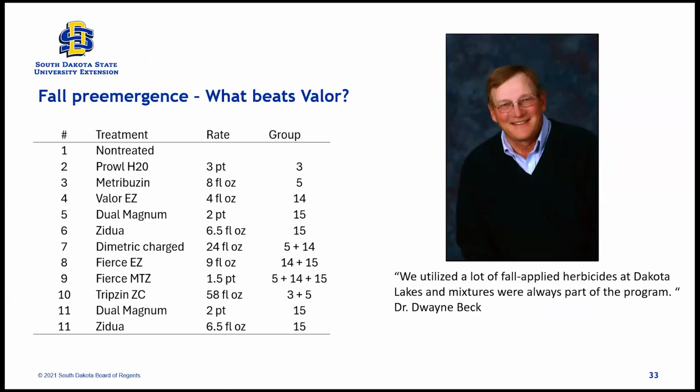Now, it's hard to say what the best mixture is, but I'll let you all know that right now, we're doing a big study looking at what beats Valor. We're doing a whole bunch of different herbicides, and a lot of these aren't going to be ironclad or super effective on kochia. So something like Prowl, even at 3 pints, when we apply it in the fall, it's probably not going to be great. But what happens when we mix it with something like metribuzin? Valor, again, it's great, but what if we put it with that Fierce? Or what if we do Fierce MTZ with metribuzin?